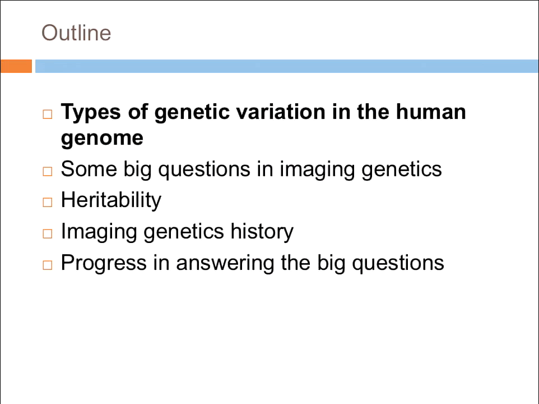This is the outline of what I'm going to talk about. First I'm going to go over what types of genetic variation exist in the human genome. What is that 0.1% that makes us all different? Then I'm going to go over some big questions in imaging genetics that I feel are important, but this is by no means comprehensive, and you may feel other ones are important. We'll go over heritability, which is the motivation behind doing genetic search. Then tell a little bit of history about imaging genetics. And then what is our progress so far in answering some of these big questions in imaging genetics?